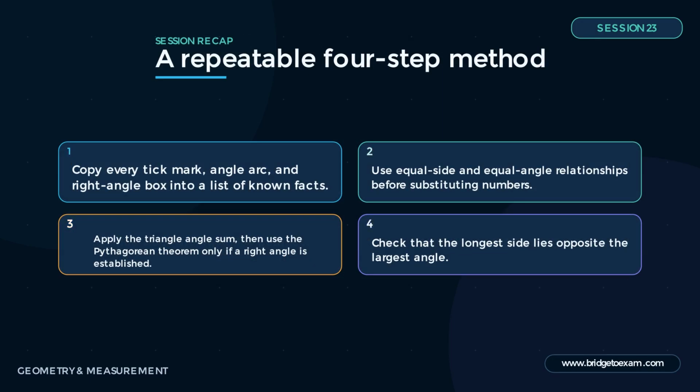Session recap. First, copy every tick mark, angle arc, and right angle box into a list of known facts. Next, use equal side and equal angle relationships before substituting numbers. Then, apply the triangle angle sum, then use the Pythagorean theorem only if a right angle is established. Finally, check that the longest side lies opposite the largest angle.